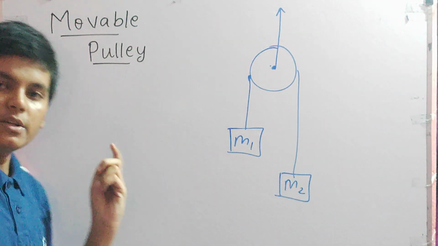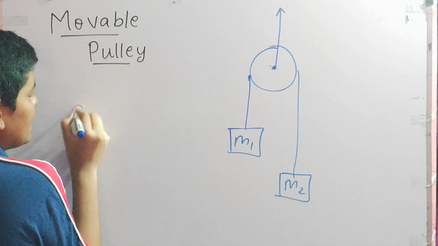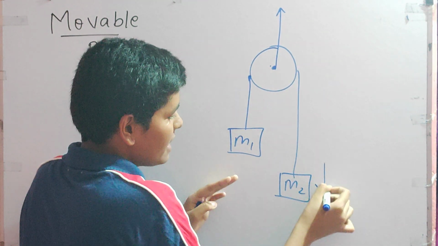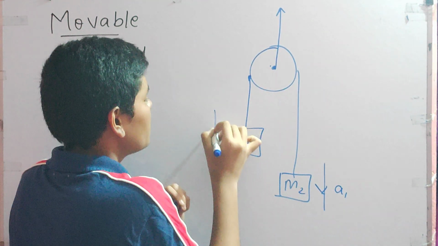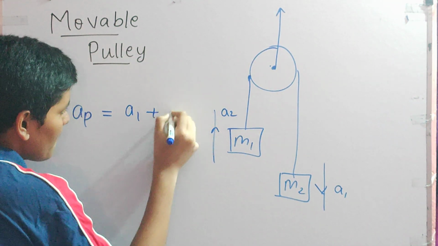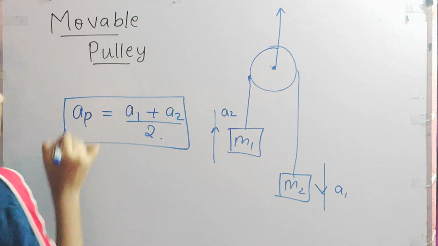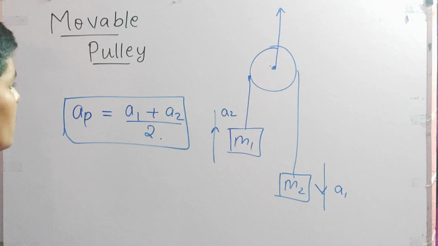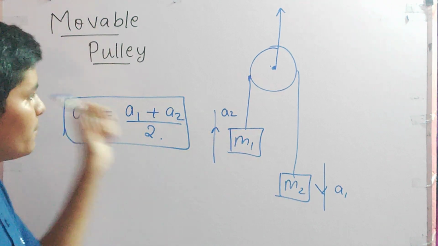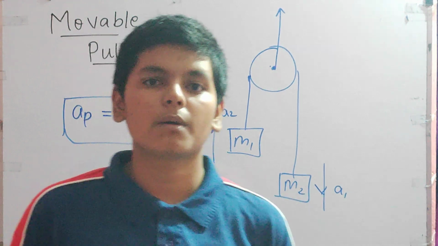Now the only extra thing we need to learn for this movable pulley is that if you want to find the acceleration of the pulley, then see, for example, M2 is going down with an acceleration A1. M1 is going up with an acceleration of A2. So what we have to do is AP equals (A1 plus A2) by 2. This is the only extra thing we need to learn about movable pulleys. If I say it casually, you will not understand, so we have to do some problems. Let us move on to some simple problems for movable pulleys.